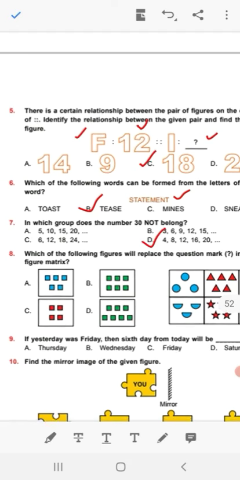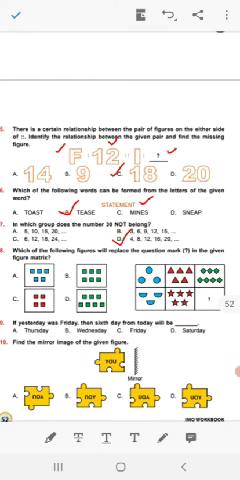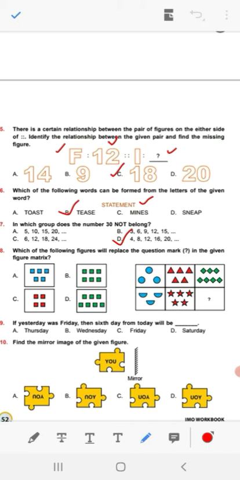Now pass to the next question number 8. Which of the following figure will replace the question mark in the given figure matrix? See, this is the figure matrix, and there are 3 shapes, 5 shapes, 5 shapes. Here is 3, 4, 7 shapes. So which option is correct from here? Option D. 7 shapes are here.